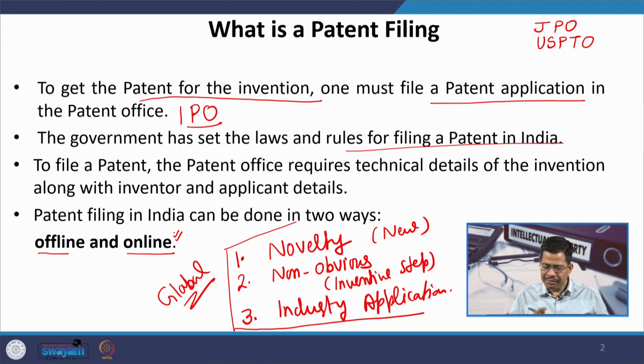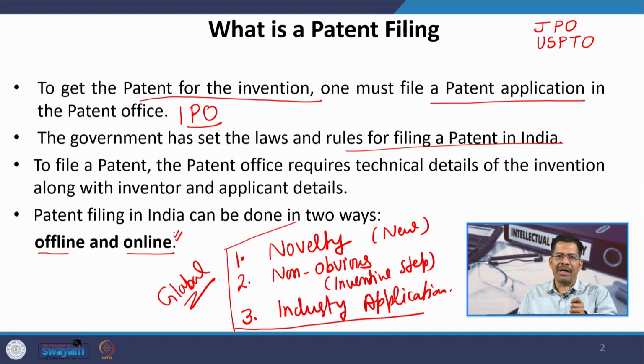Now, here comes one more important question: can I file my application on my own? So, the answer is yes, you can file your application on your own. However, it is also advisable to take help of experts for filing your application, because you are a researcher and filing a patent application is a techno-legal kind of work. So, for techno-legal work, it is better to take help of those experts who have knowledge of the legal side also.